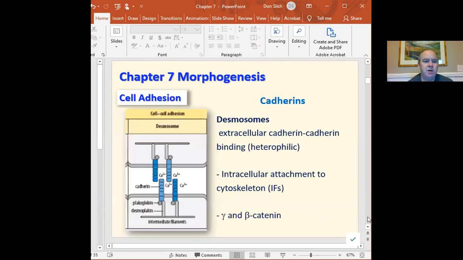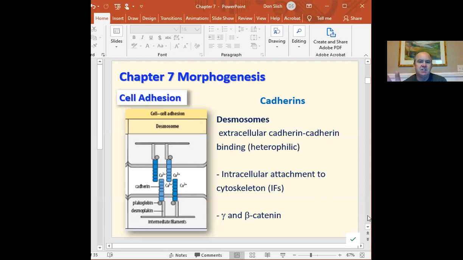Desmosomes, let's not worry about these. These don't come up again, but basically desmosomes are kind of like adherens junctions. The big difference is that it's between 2 different cadherins. So it's not E cadherin to E cadherin, but 2 different cadherins attaching to each other. And instead of attaching to microfilaments, they attach to intermediary filaments.